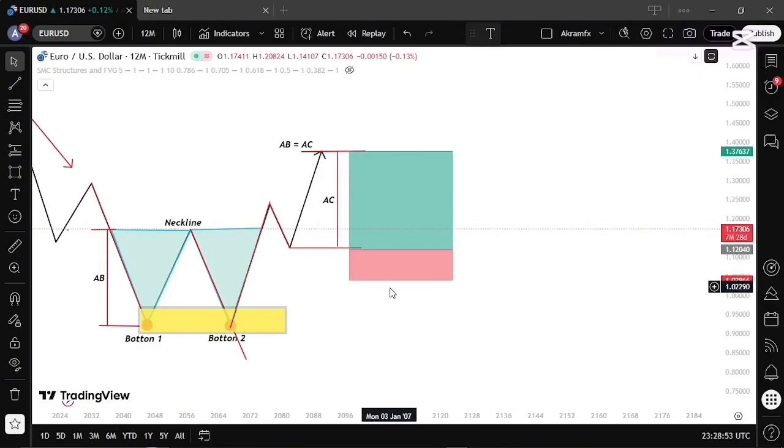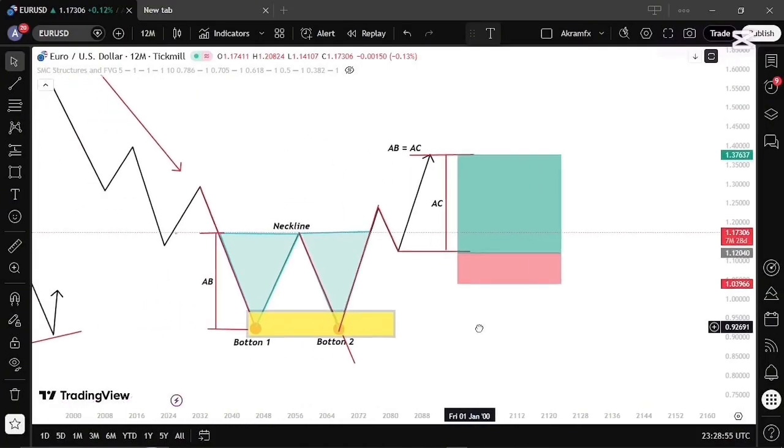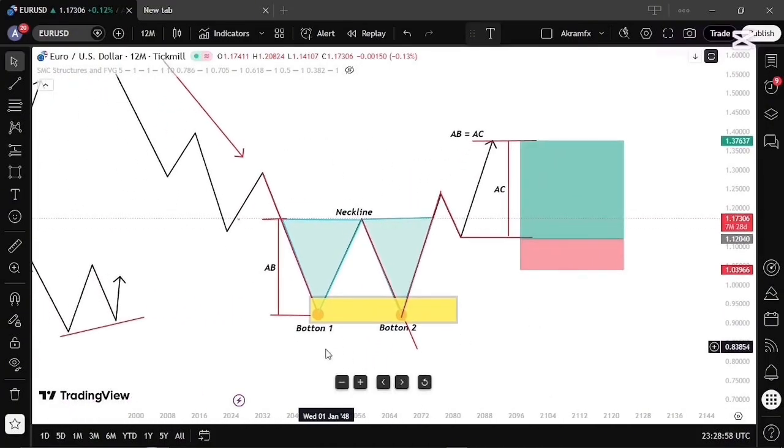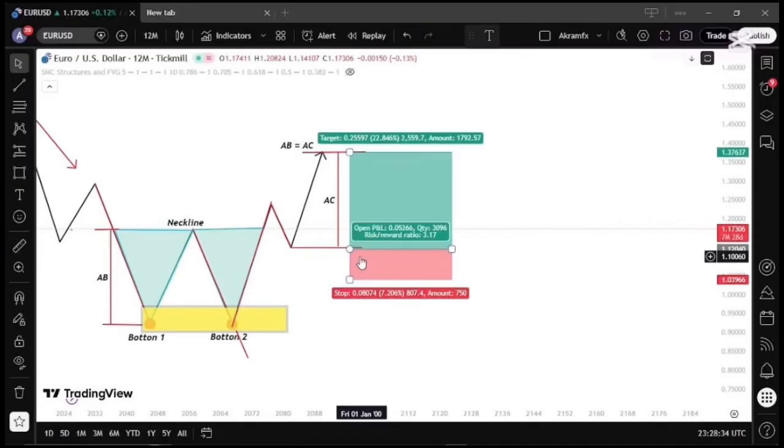So this has been part one of the double bottom, and in the next part we shall be having a real chart example of how this pattern is traded. So stay tuned for the next part.